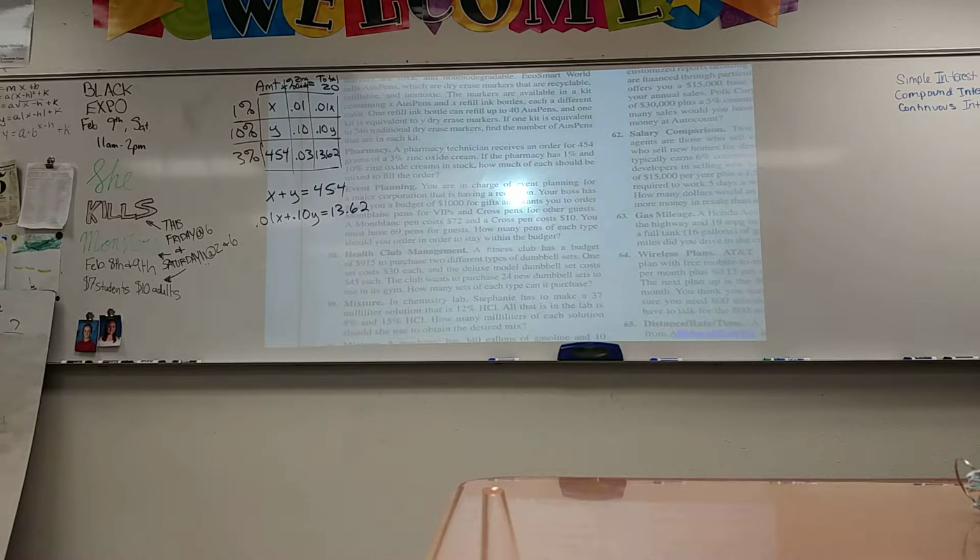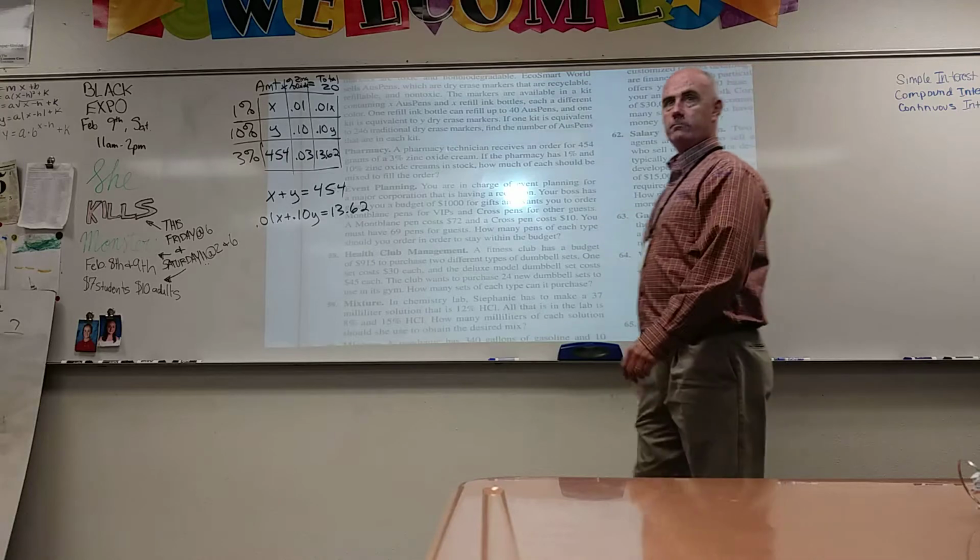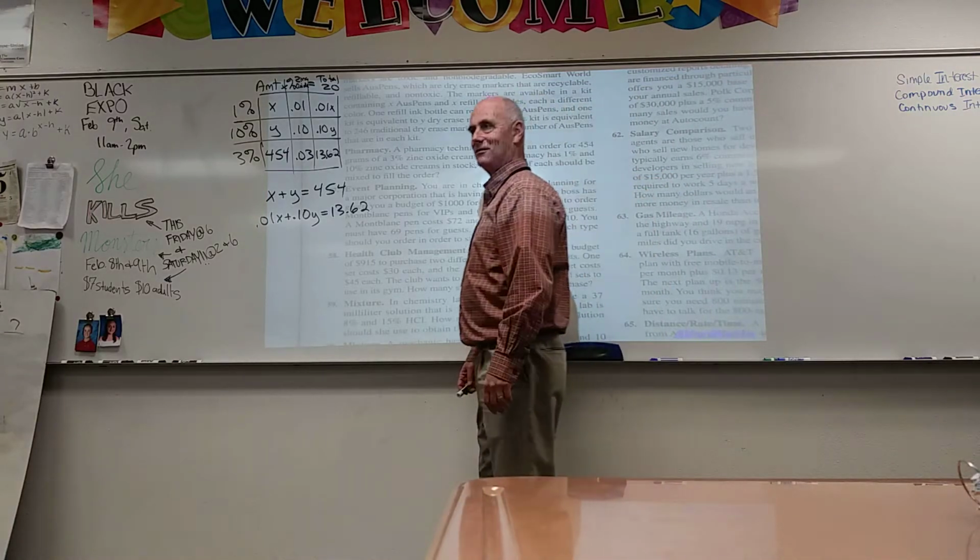What don't you like about the system? Decimals. Can we get rid of them? Yeah. How? Fractions, we could. Multiply by 10. Multiply by 100. They're in the hundreds place, because we have 2 decimal places on all of our decimals. That'll get rid of it. So multiply by 100. Watch this.